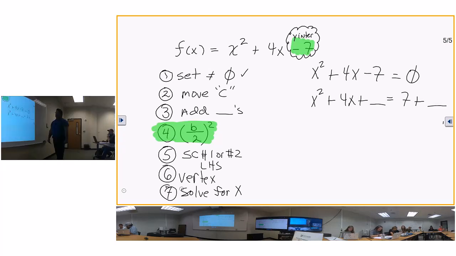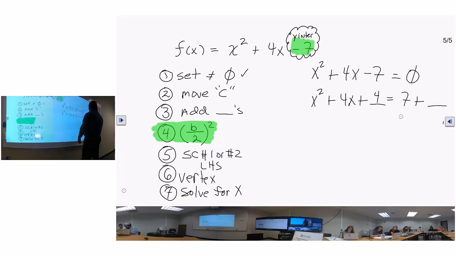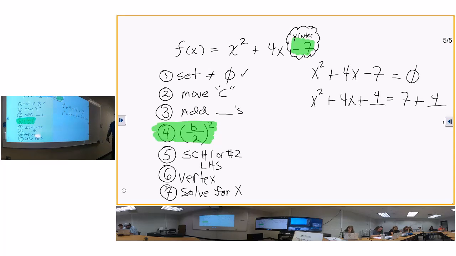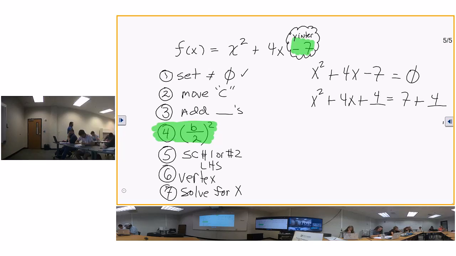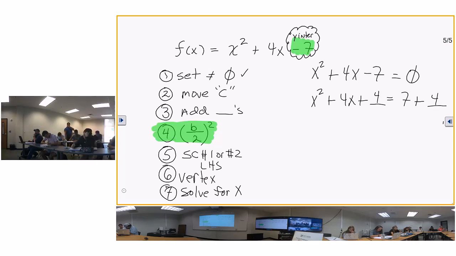Number 4. What's B? 4. Divided by 2, 2. 2 squared is? 4. So I'm going to add 4 there and there. Now you need to write that down in your notes so you don't forget it, and you need to highlight it. 4 divided by 2 and squared. A lot of people say, well, Hubert, what if it's a negative 4? Well, what's negative 4 divided by 2? Negative 2. And what's negative 2 squared? 4. Does it matter whether it's positive or negative? No, it doesn't. So you don't have to worry about that.